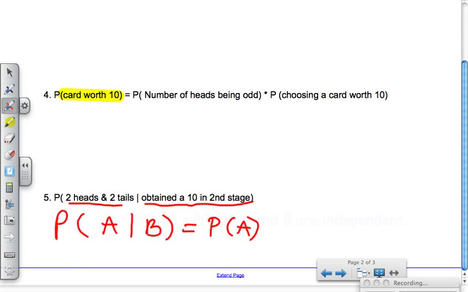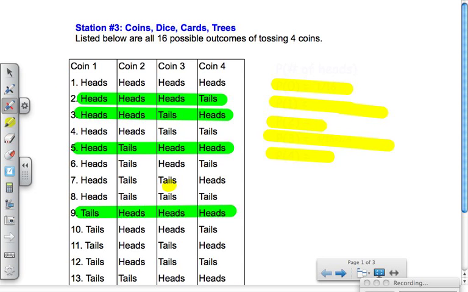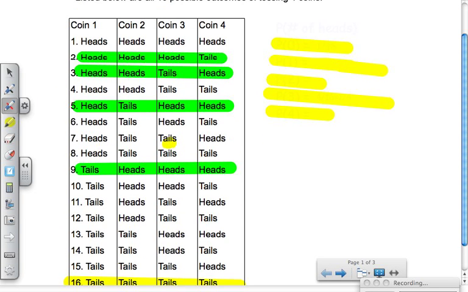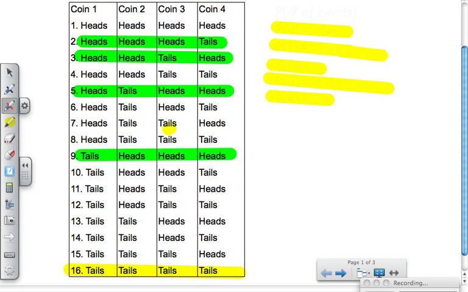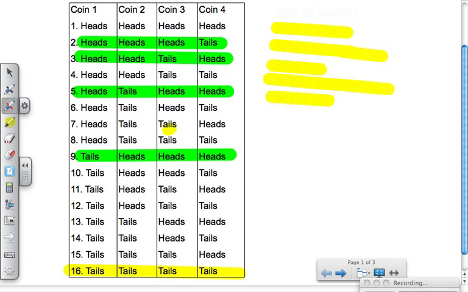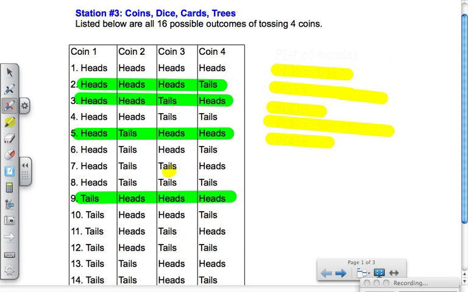And to do that, you can go back and look at our table right here where we have 16 outcomes and see how many possible ways there are for getting 2 heads and 2 tails, and it's just that value over 16. So hopefully this helps you answer all the questions you may have for station number 3.